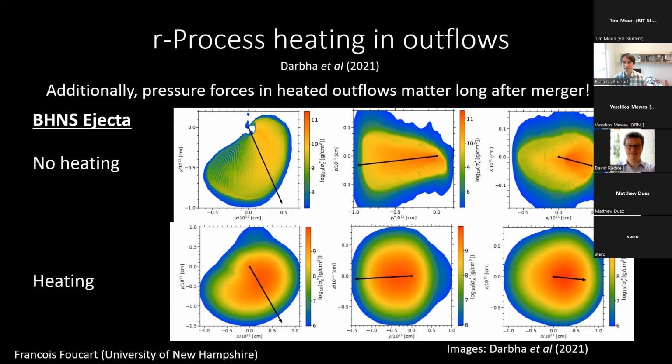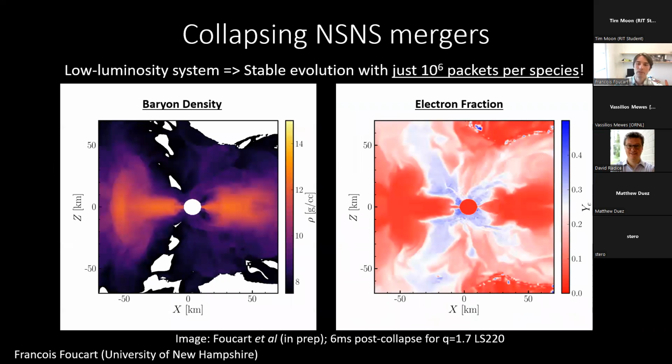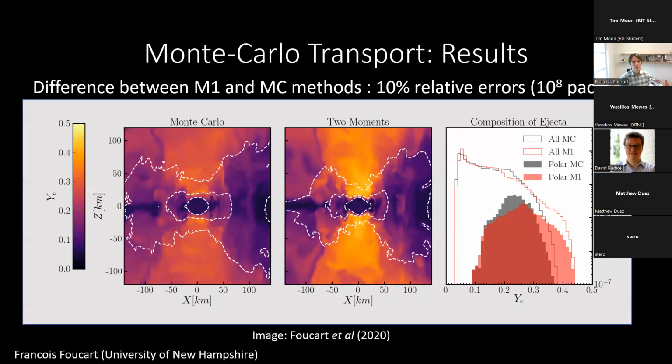Okay, no hands. So Francois, one question regarding the error between the Monte Carlo and the two-moment scheme. Apart from the costs, do you have any idea how that would change the relative errors if you were to do a spectral transport with the two-moment scheme?